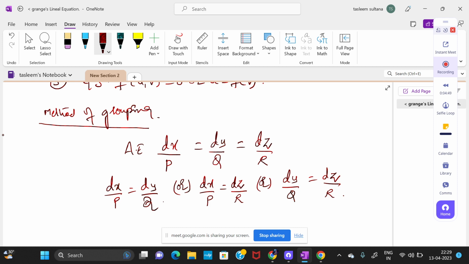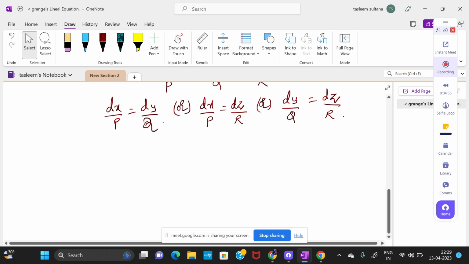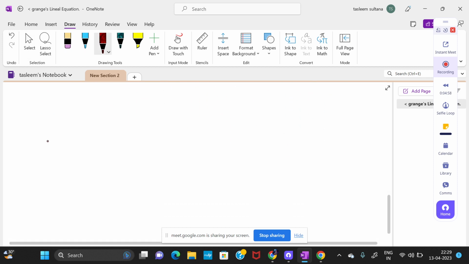Now take down the problem based on this one. Solve p suffix x plus q suffix y is equal to z.